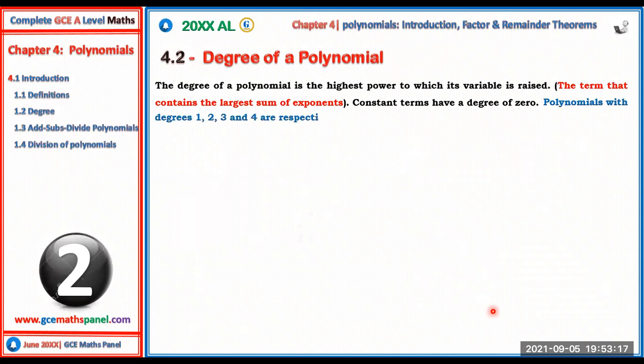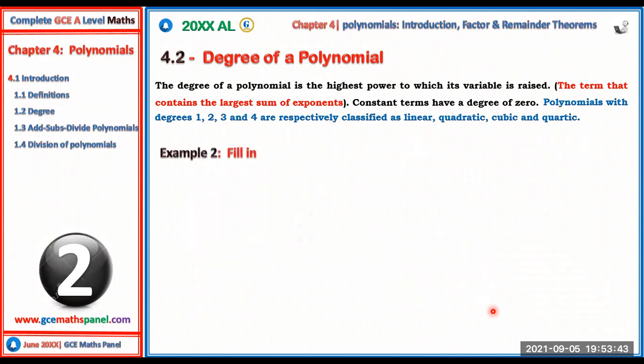So polynomials with degrees 1, 2, 3, and 4 respectively are classified as linear, quadratic, cubic, and quartic. You have seen all of these equations now, like quadratic equations, you know them. Linear equations, you know them. Cubic equations, you have seen them. Maybe quartic equations and higher order equations are a bit unfamiliar.